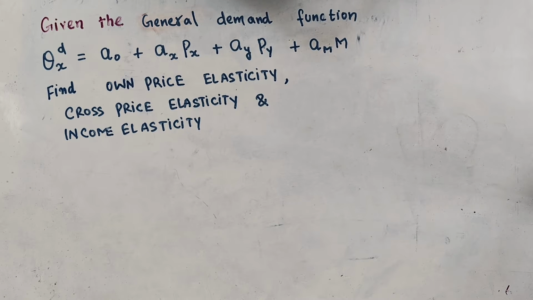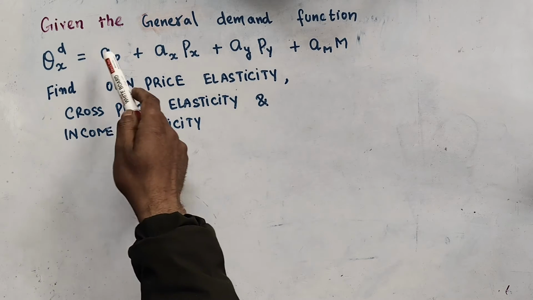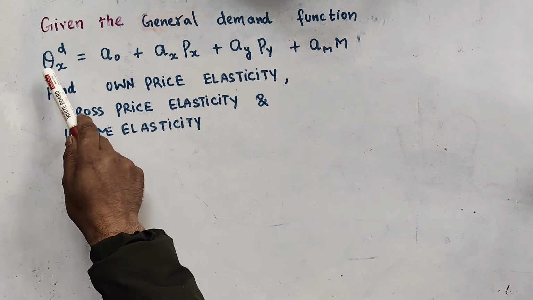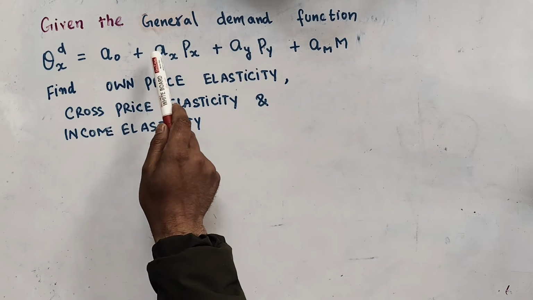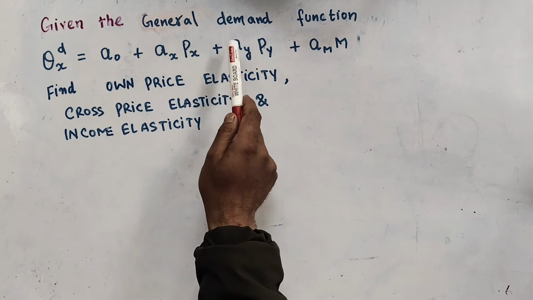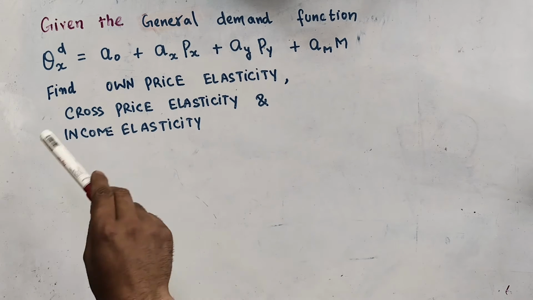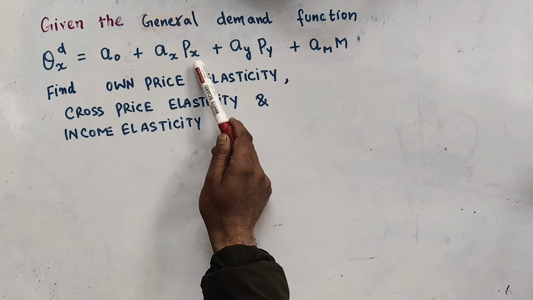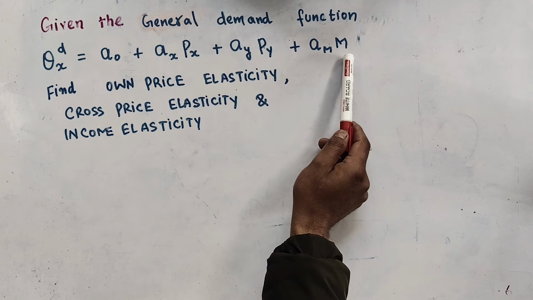In this video, we will learn how to find our own price elasticity, income elasticity, and cross price elasticity from the general demand function. The general demand function is: quantity demanded of good X is equal to A naught plus Ax times Px plus Ay times Py plus Am times M, where Px is the price of good X, Py is the price of good Y, and M is the income of the consumer.